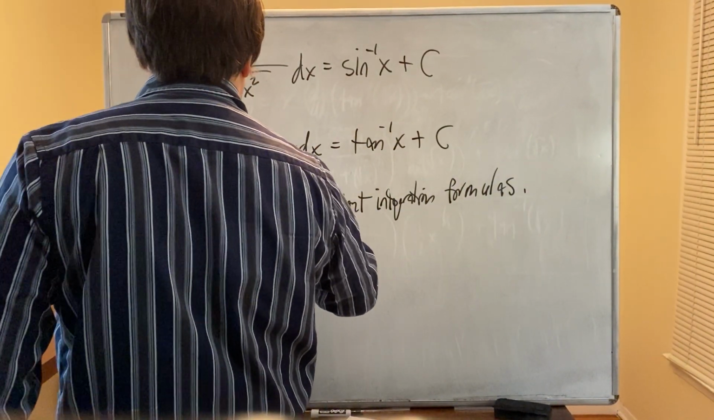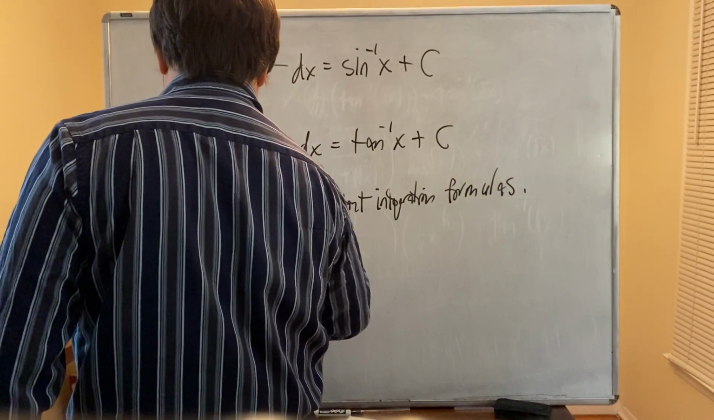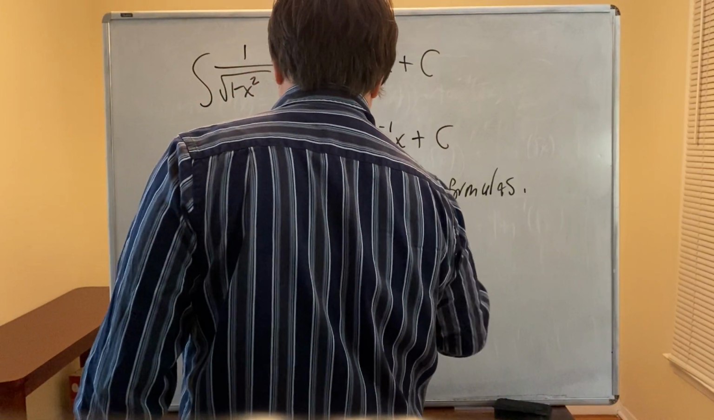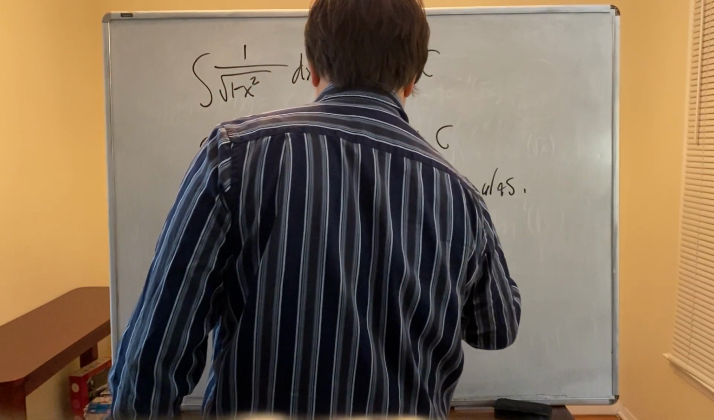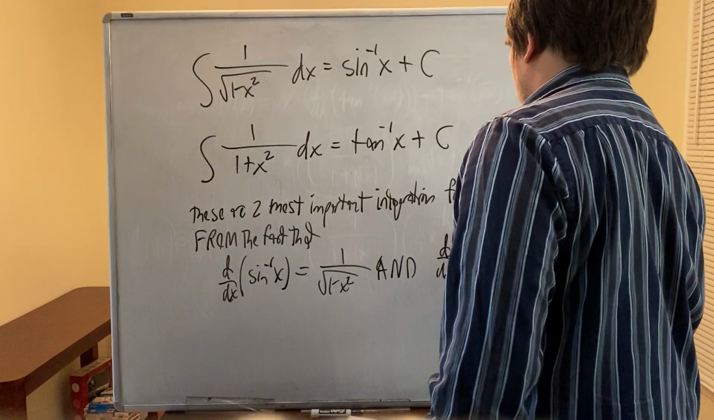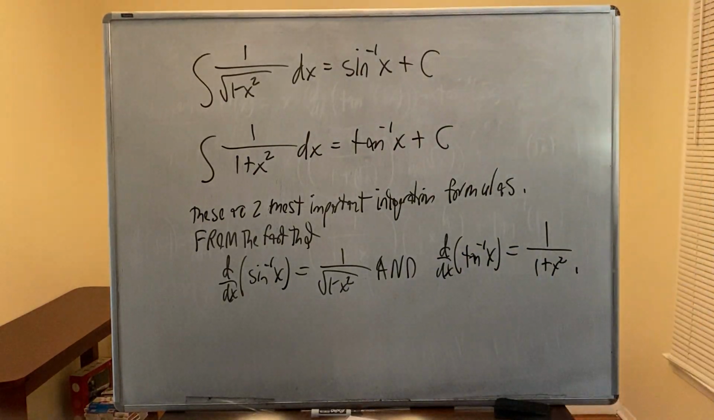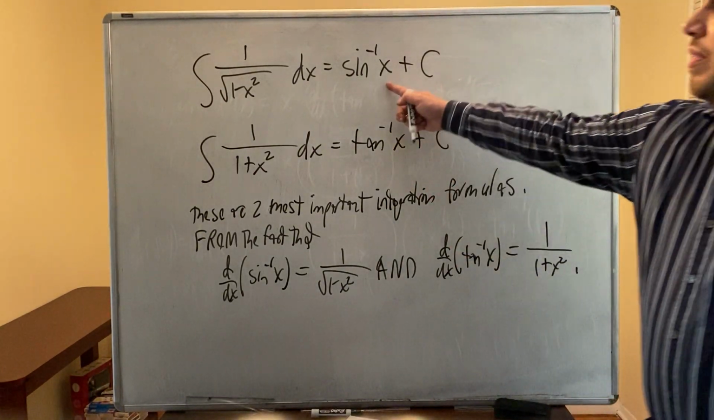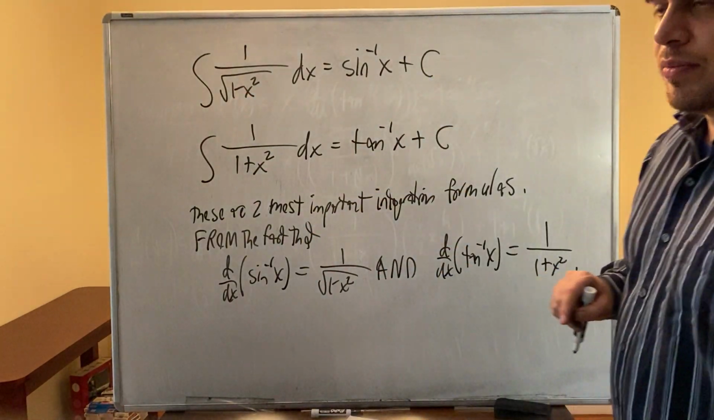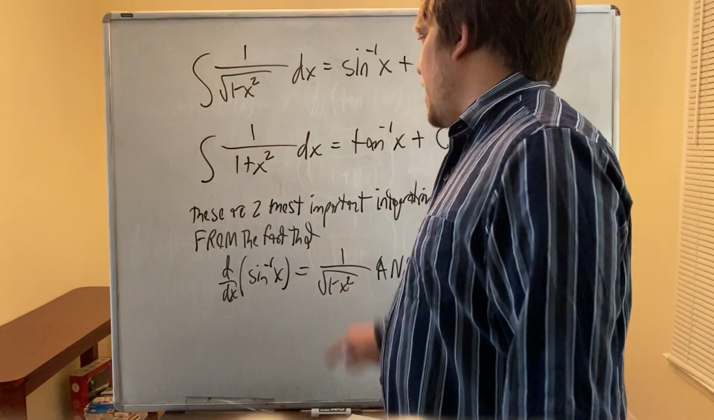These are from the fact that d dx of sine inverse x is equal to 1 over the square root of 1 minus x squared, and d dx of tan inverse x is equal to 1 over 1 plus x squared. Okay? So because the derivative of this is that, the most general antiderivative of this is this plus c. And because the derivative of tan inverse of x is that, the most general antiderivative of that is this plus c.